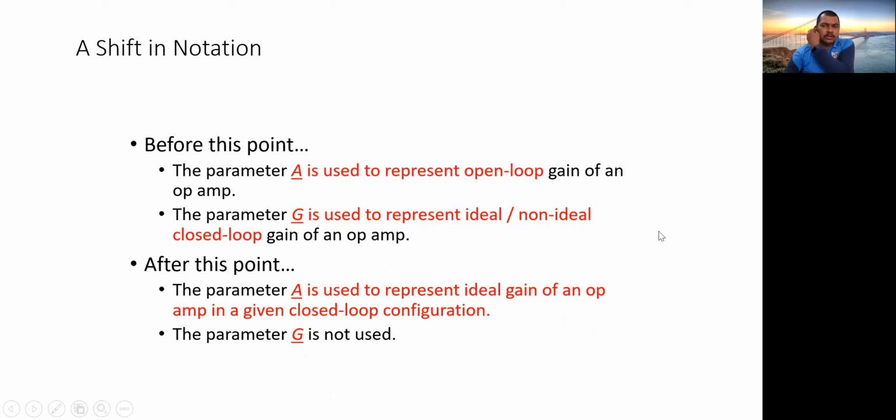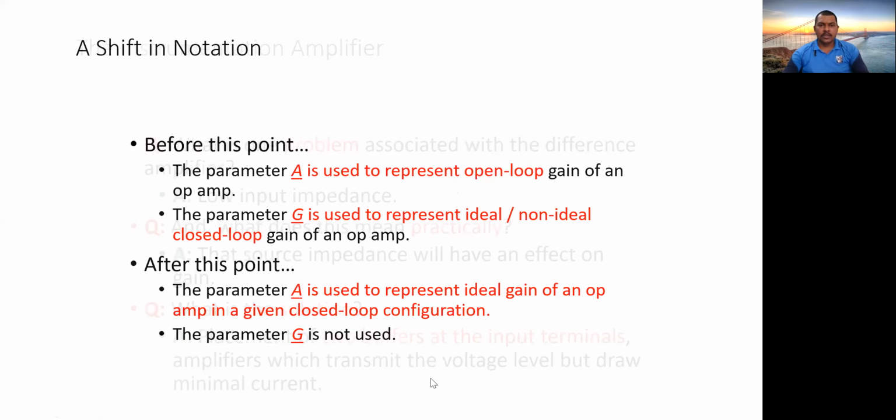Now, initially, earlier we have used that A is supposed to be the open loop gain and G is supposed to be the closed loop gain, right? Now we are going to use that parameter A is an ideal gain of an op-amp and the parameter G is not being used over here. So we are going to use only A as the notation. So don't get confused in that.